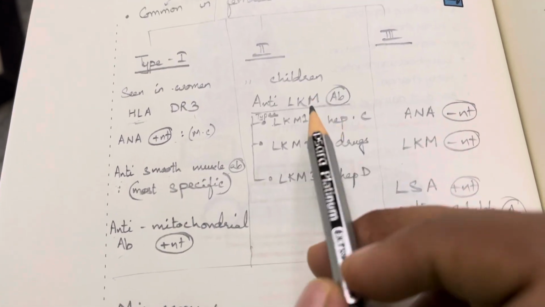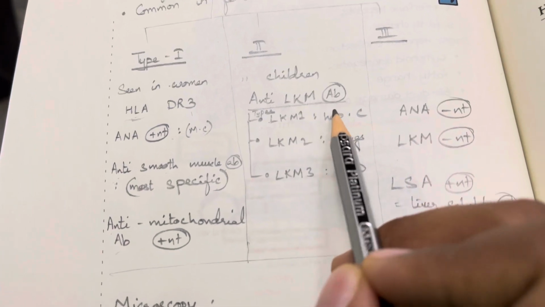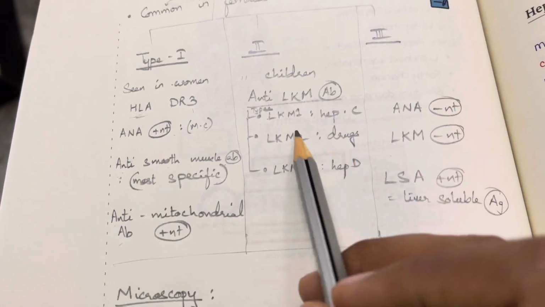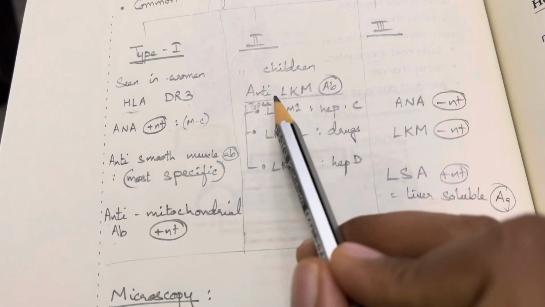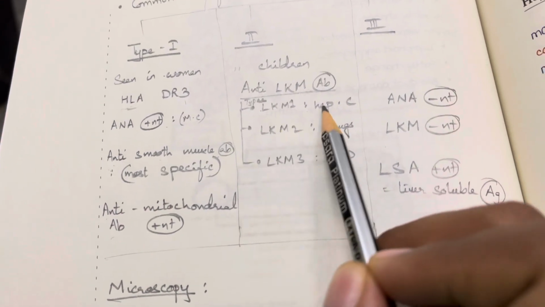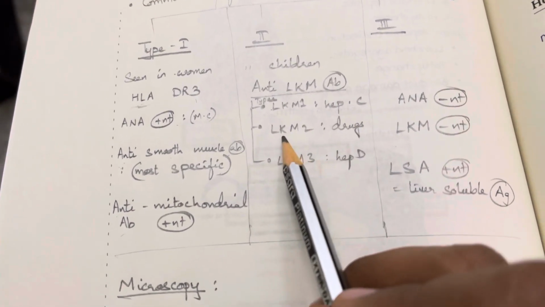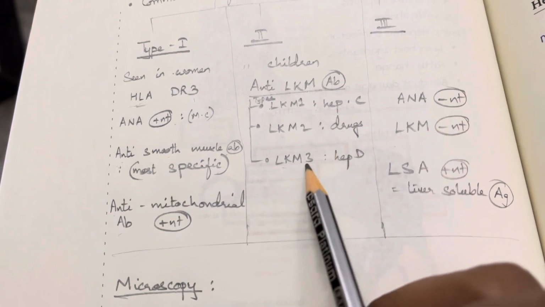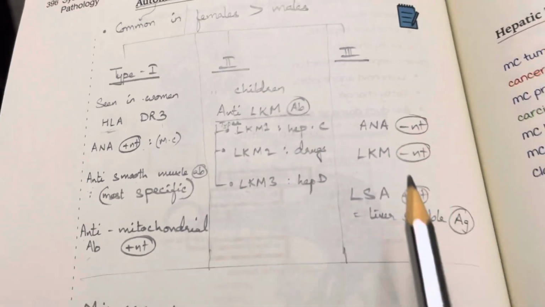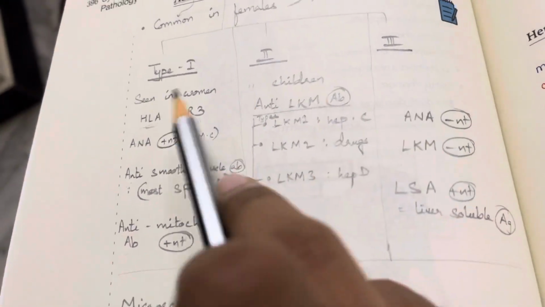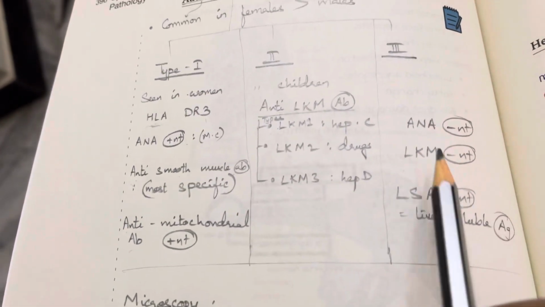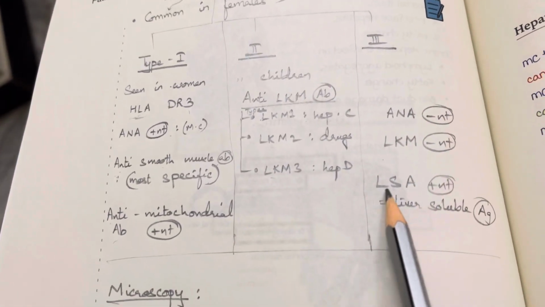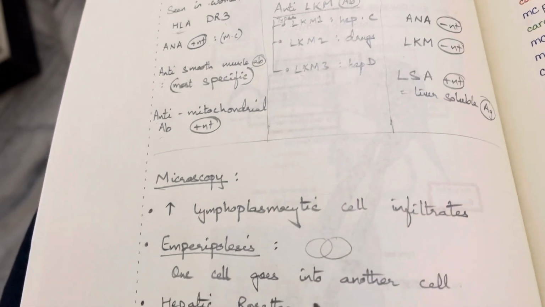Type 2 is seen in children, and it has mainly anti-LKM antibodies. There are 3 types of anti-LKM antibodies. LKM1 is for hepatitis C, LKM2 is when it is caused by drugs, and LKM3 is in hepatitis D. And in type 3, the ANA seen in type 1 is absent, the LKM seen in type 2 is absent, but what is present is LSA, which is liver soluble antigen.